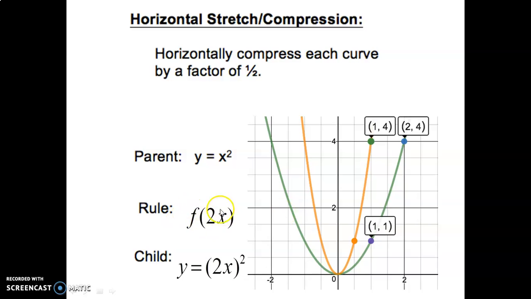But now since we have this 2x here, every x value becomes half of what it was. So this x value was 2, now it is 1. But notice the y value is the same, 4 and 4. So again, the x values are made half. So the effect on the graph is to compress it. See how the orange one is a compression of the green one. So it's compressed into half its width.